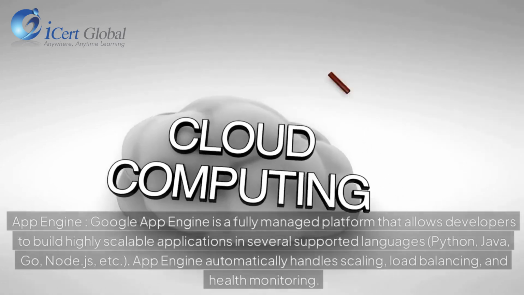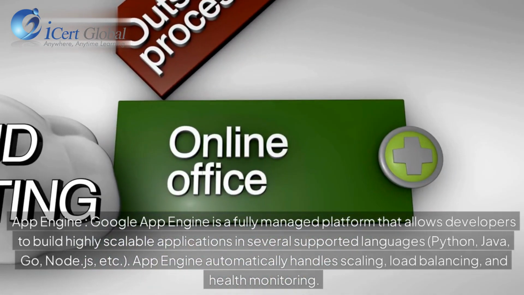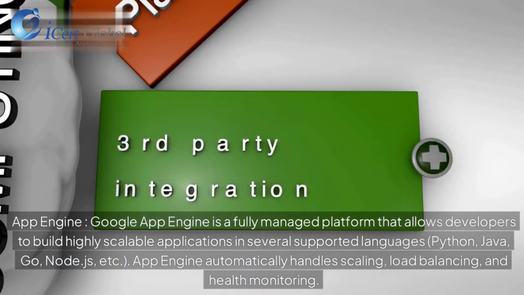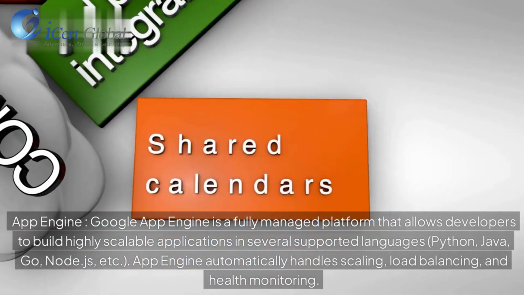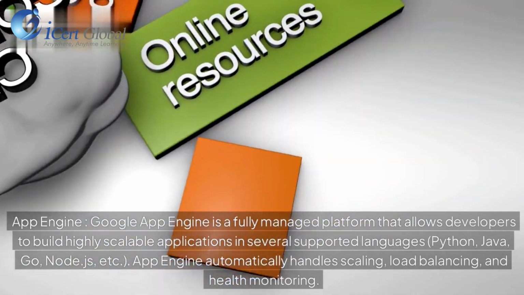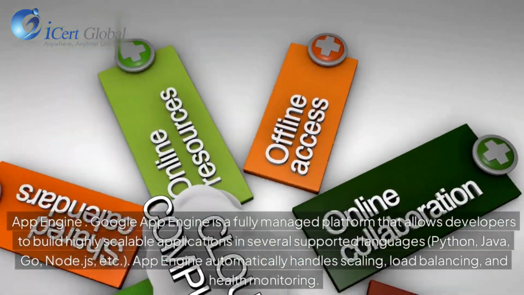services. App Engine. Google App Engine is a fully managed platform that allows developers to build highly scalable applications in several supported languages: Python, Java, Go, Node.js, etc. App Engine automatically handles scaling, load balancing, and health monitoring.